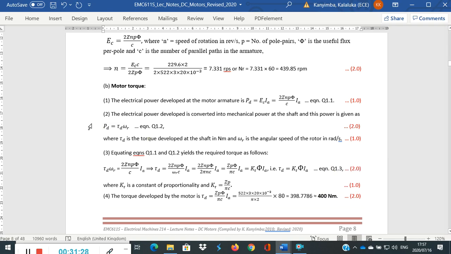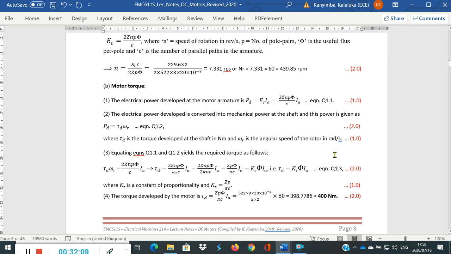Okay, step number 2. The electrical power developed is converted into mechanical power at the shaft, and this power is given as PD equals tau D times omega R. So the mechanical developed power is equal to the electrical developed power, PD, and it is equal to tau D, the torque, times omega R, where tau D is the torque developed at the shaft in Newton meters, and omega R is the angular speed of the rotor in radians per second.